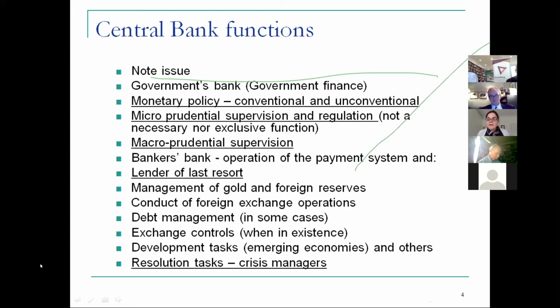So are central banks doing too much? Do they have too many objectives? And with these two questions, I open the floor to our first contributor to the panel, who is Willem Buiter. So thank you very much, Willem.